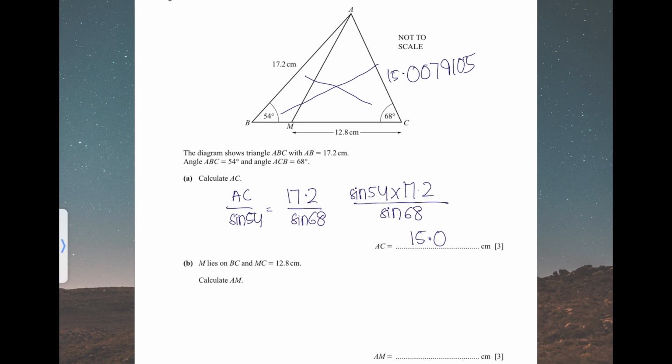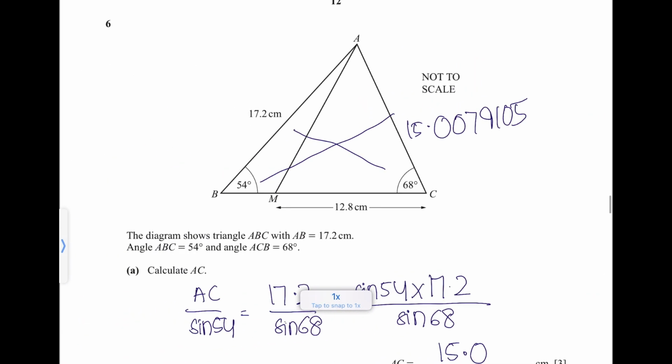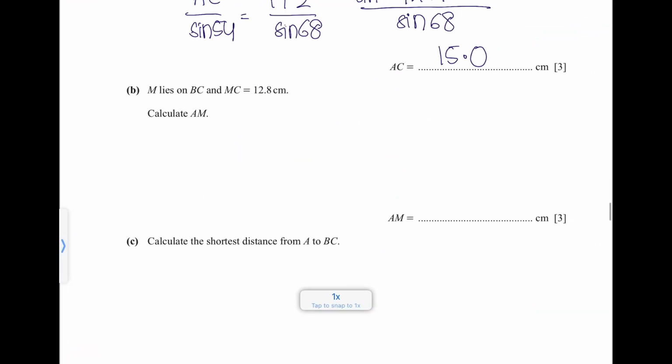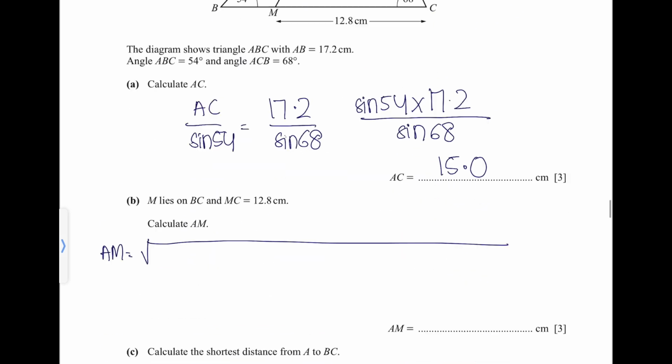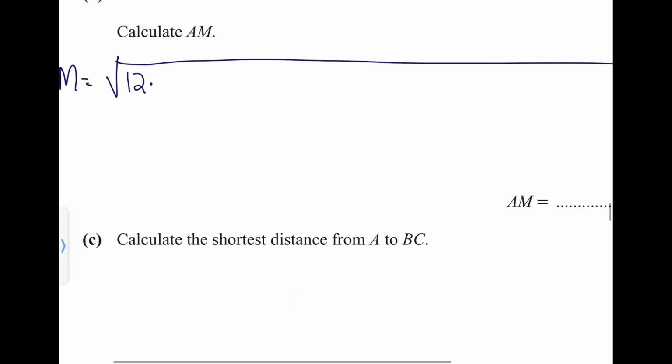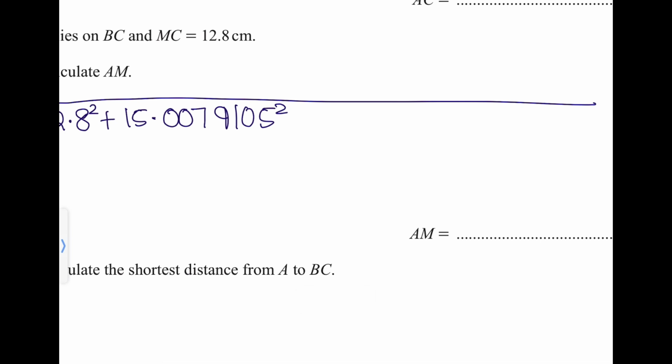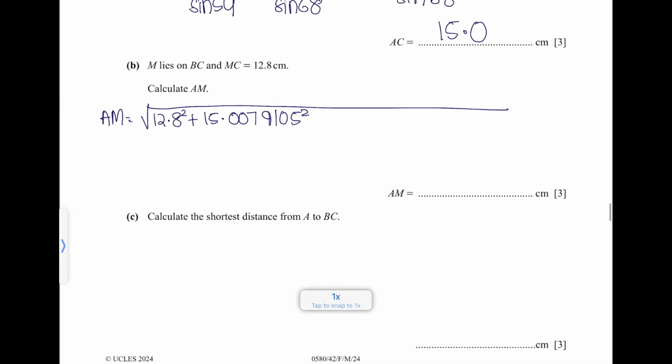M lies on BC and MC is given. We have to calculate AM. Alright, now we can use the cosine rule because we have two lengths given and we have the angle in between them given. So AM would be equal to the square root of 12.8 squared plus 15.0079105. I'm taking the exact value here. Now, one way to reduce this is basically write 15.0, just put 3 dots or an ellipsis to it, but make sure to use the full value in your calculator.